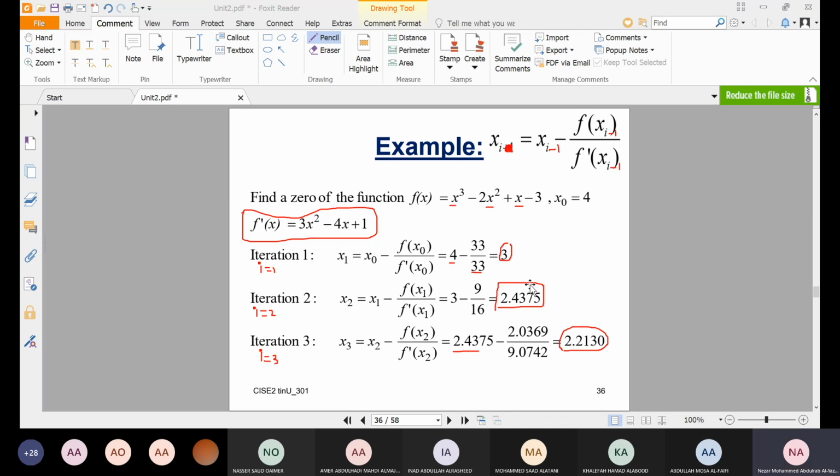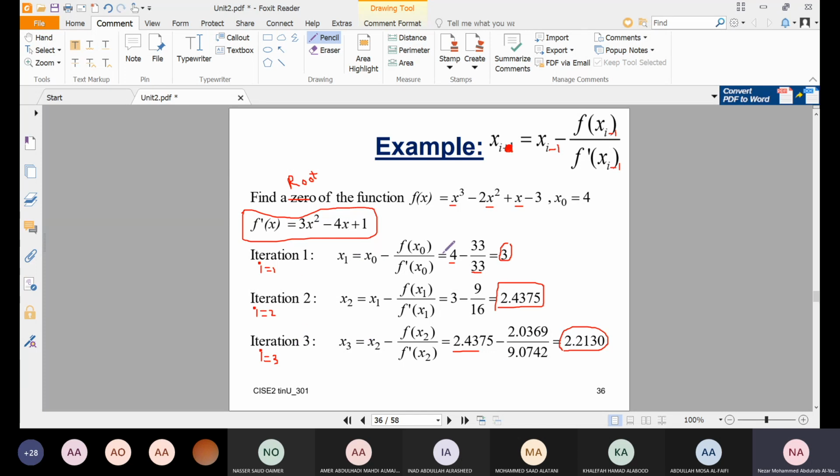Otherwise, for example, the number of iterations that we do. Sometimes in our exams we say do this, for example, for four iterations, or 3 iterations. Or stop, for example, when the relative or percentage relative approximation error reaches a certain value. So we have different criteria. Sometimes we determine the number of iterations that we want. So here, for example, we do 3 iterations.